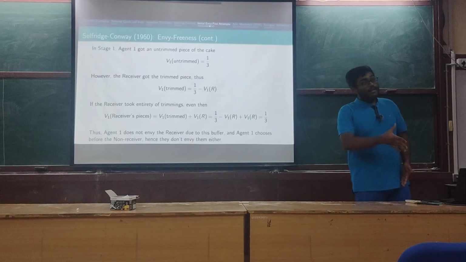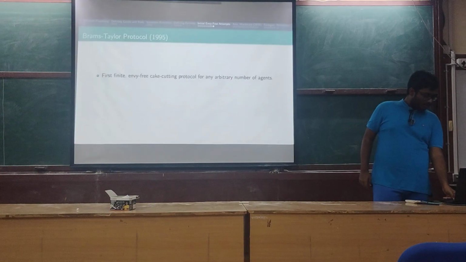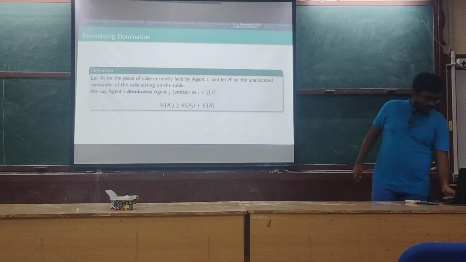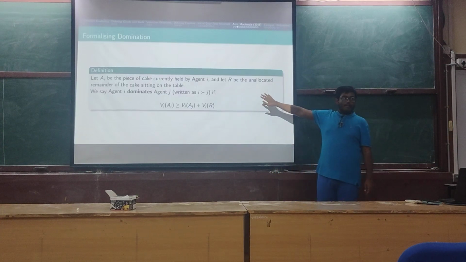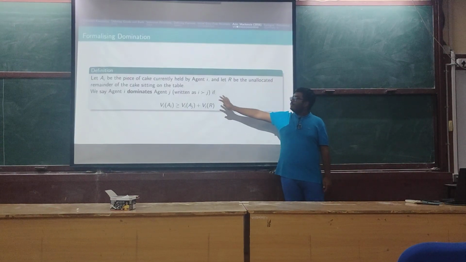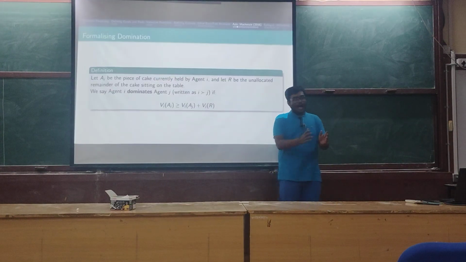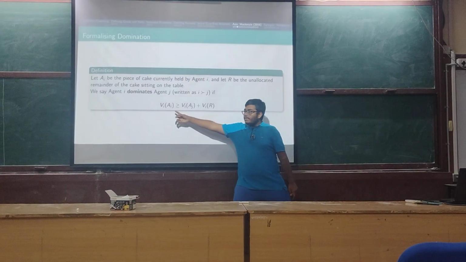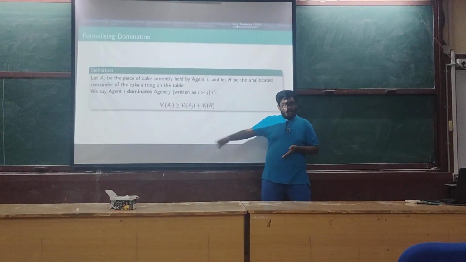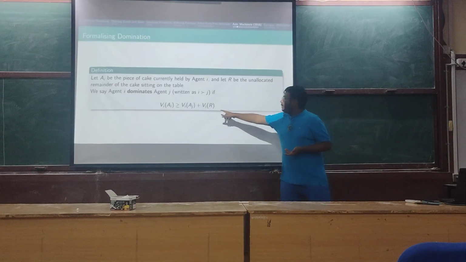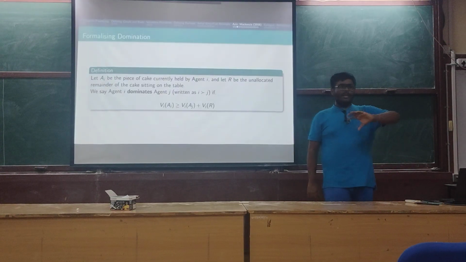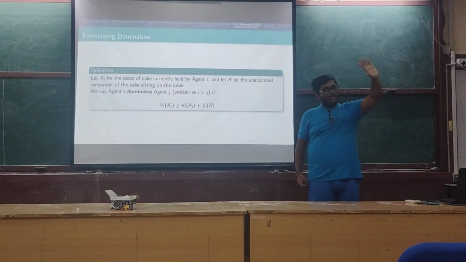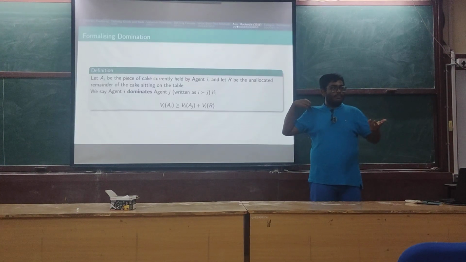And in fact, we later on redefine this in the Aziz Mackenzie paper. Where is it? Yeah. So we redefine this in the idea of domination. We say that okay, let A_i be a piece of cake currently held by agent i, and let R be the unallocated remainder of the cake sitting on the table. Then I would say that i dominates j if the valuation of the cake A_i that i has right now is more than or equal to the remainder plus the allocation of j. So if I see that I have some amount of cake and you have some amount plus all of the remainder you take, and in that case I still value mine more than yours, then I would say that I am dominating you. Okay.